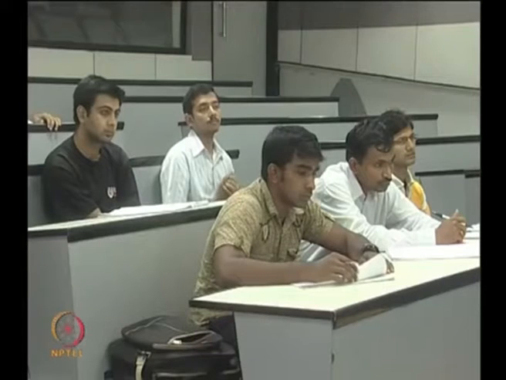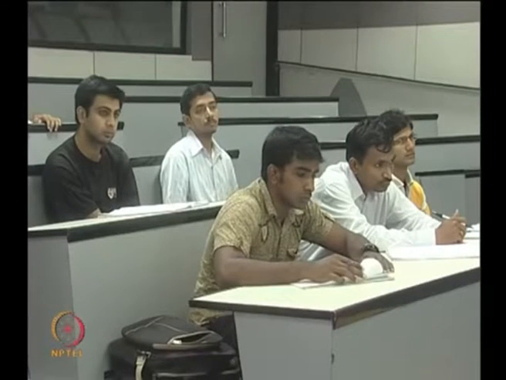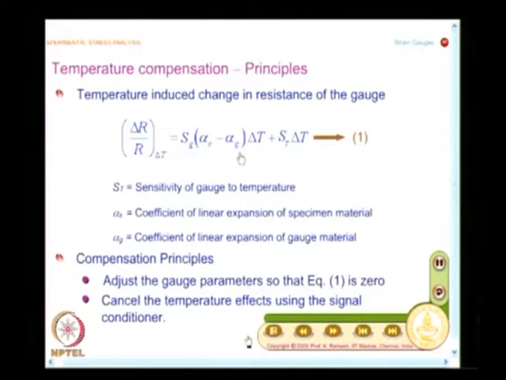So, from an instrumentation point of view, it makes your life simple. You just paste the strain gauge, and automatically the temperature effects are cancelled. That you get by adjusting the parameters of the foil, so that you have appropriate modification in alpha G and St, so that the equation goes to 0.